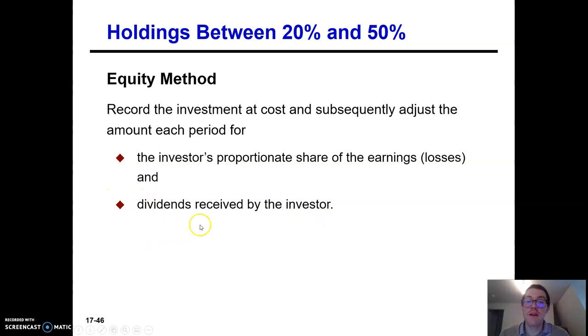And the dividends are accounted for differently too. When that company pays a dividend, we reduce the base of the investment, and we don't receive dividend revenue. No such thing as dividend revenue in this case. Why is that? Because we own such a big portion of the company, it's like we're paying ourselves.